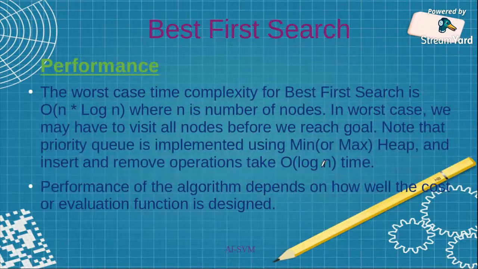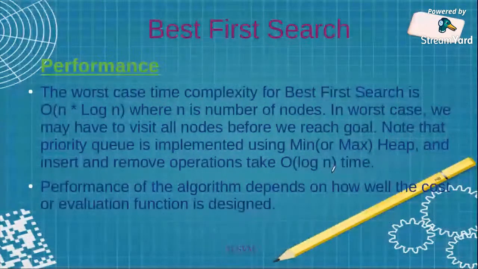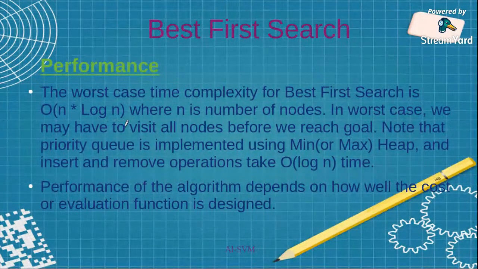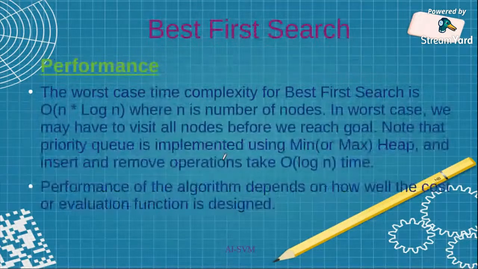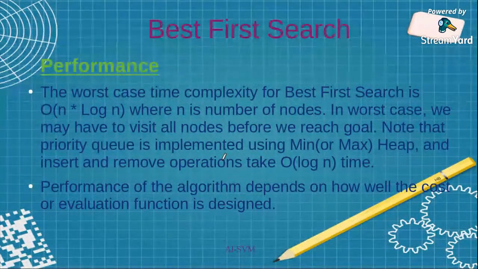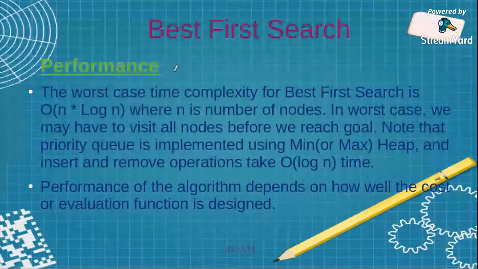So you need to add or remove in the priority queue each time you are moving from one node to another node. So at most you need to do all n node visits, and each visit is going to cost you log n time. Then it's going to be worst case n into log n, and you are doing it n times. So n log n is the search performance, the time complexity. And the performance of the algorithm depends on how well the cost or evaluation function is designed. So still we are not clear how the evaluation function is designed, and that is the main key in finalizing what would be the performance of that particular thing.